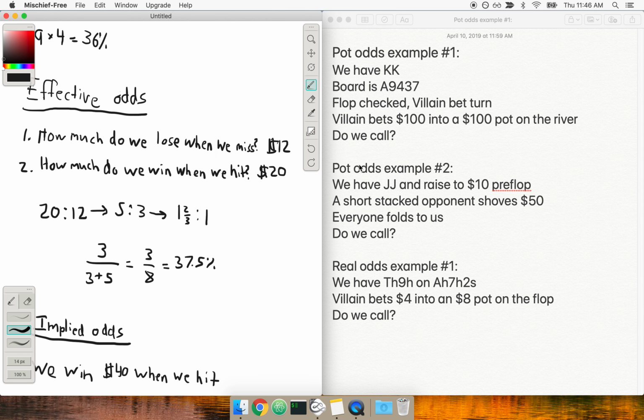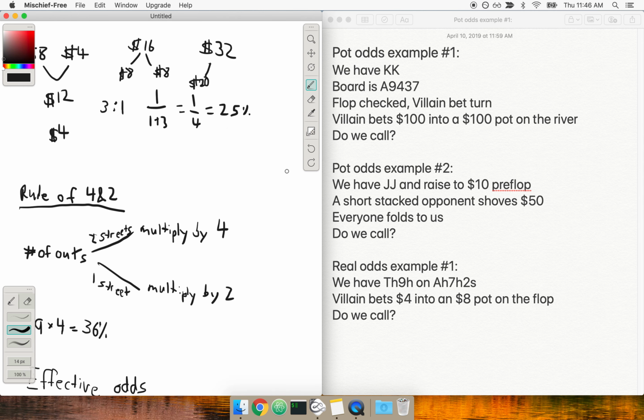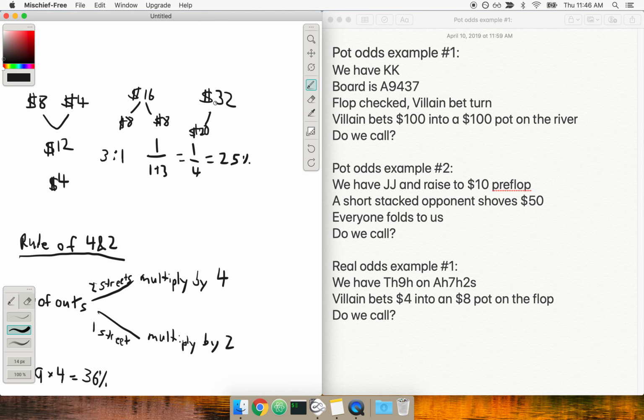So to this question, how much do we win when we hit? When we looked at the implied odds, we said we're going to win another $20 on the river. But in order to factor in reverse implied odds, I'm going to eyeball it and say, instead of expecting to win 20, I expect to win 16, a little bit less. Sometimes we're going to win 20, sometimes we're going to lose 30. More often than not, we're going to be winning money. So I'm going to say, on average, we're going to win about 16.